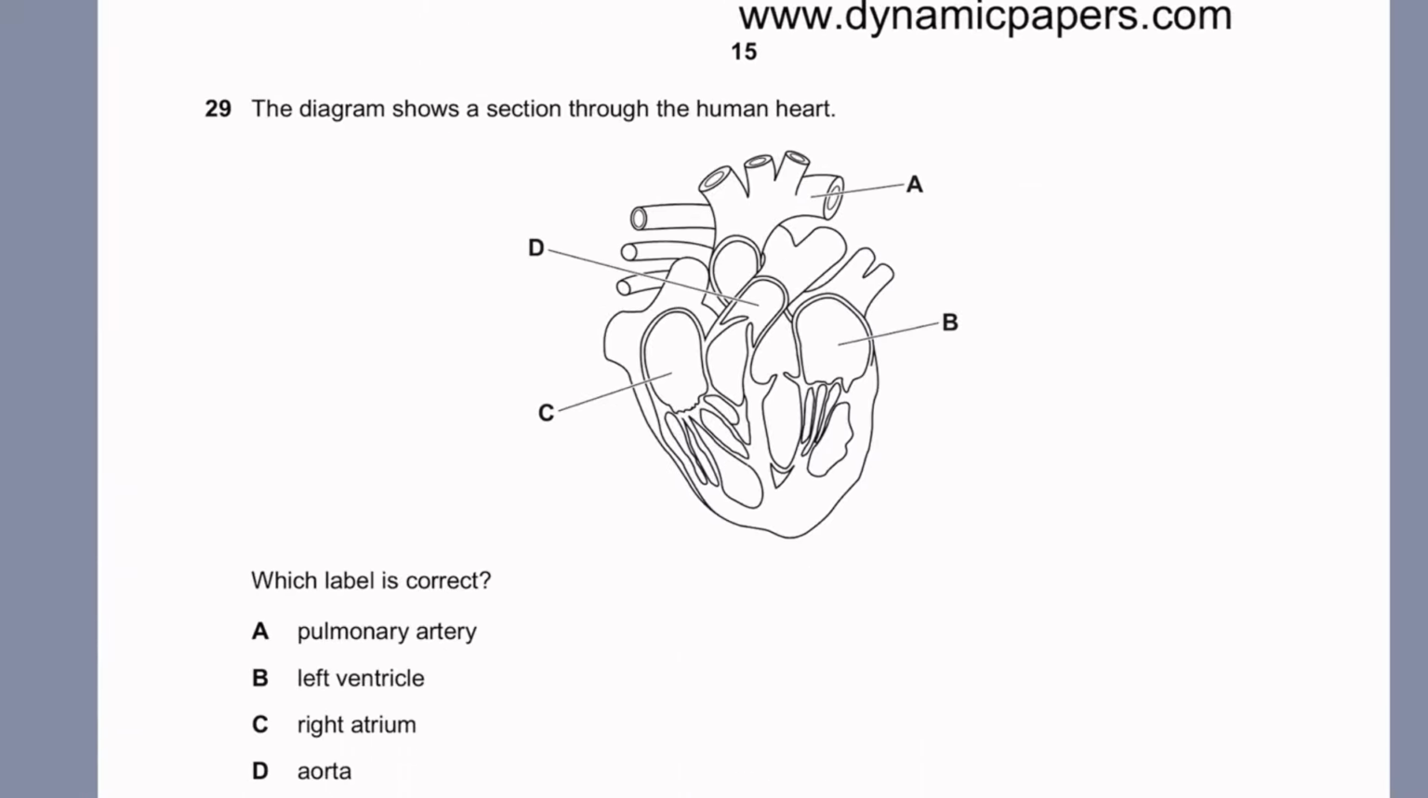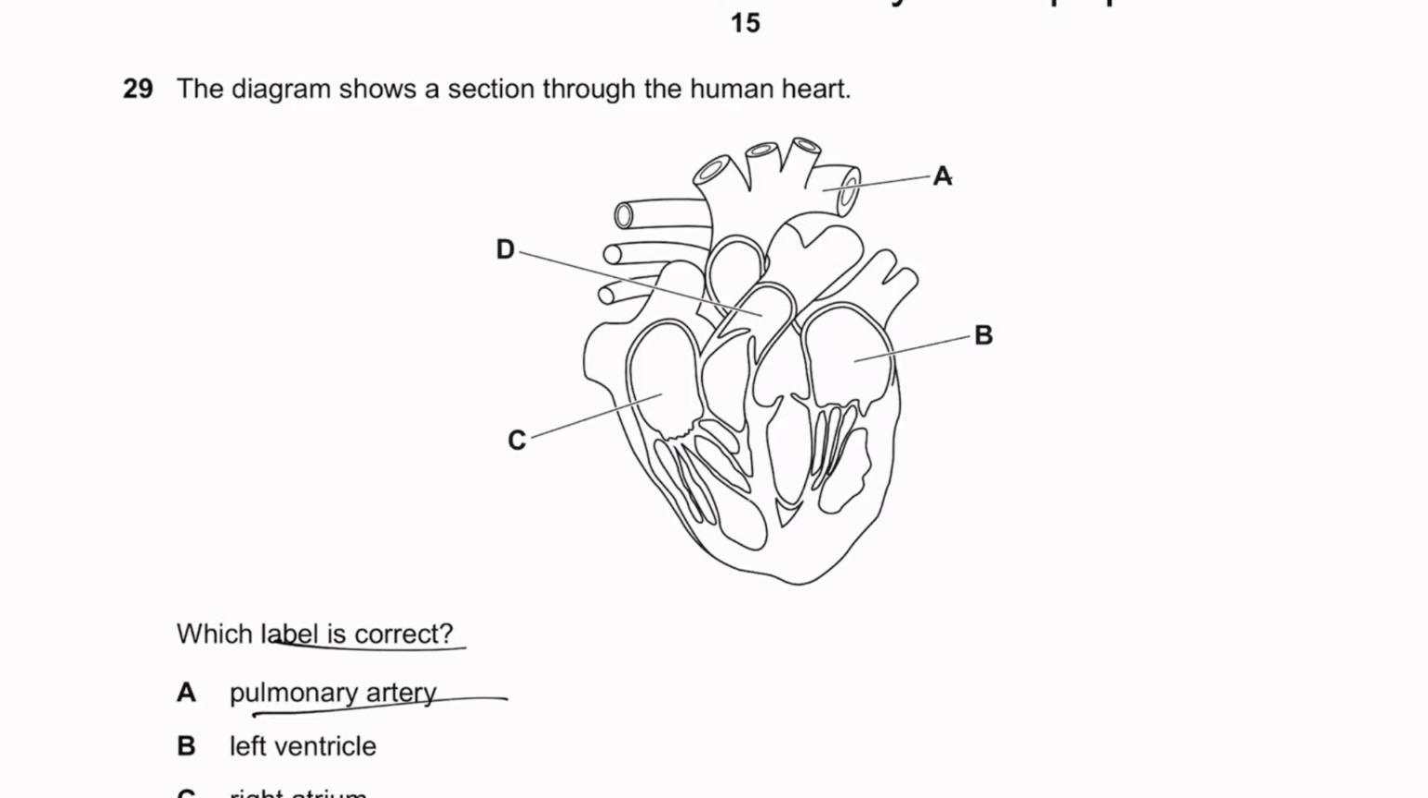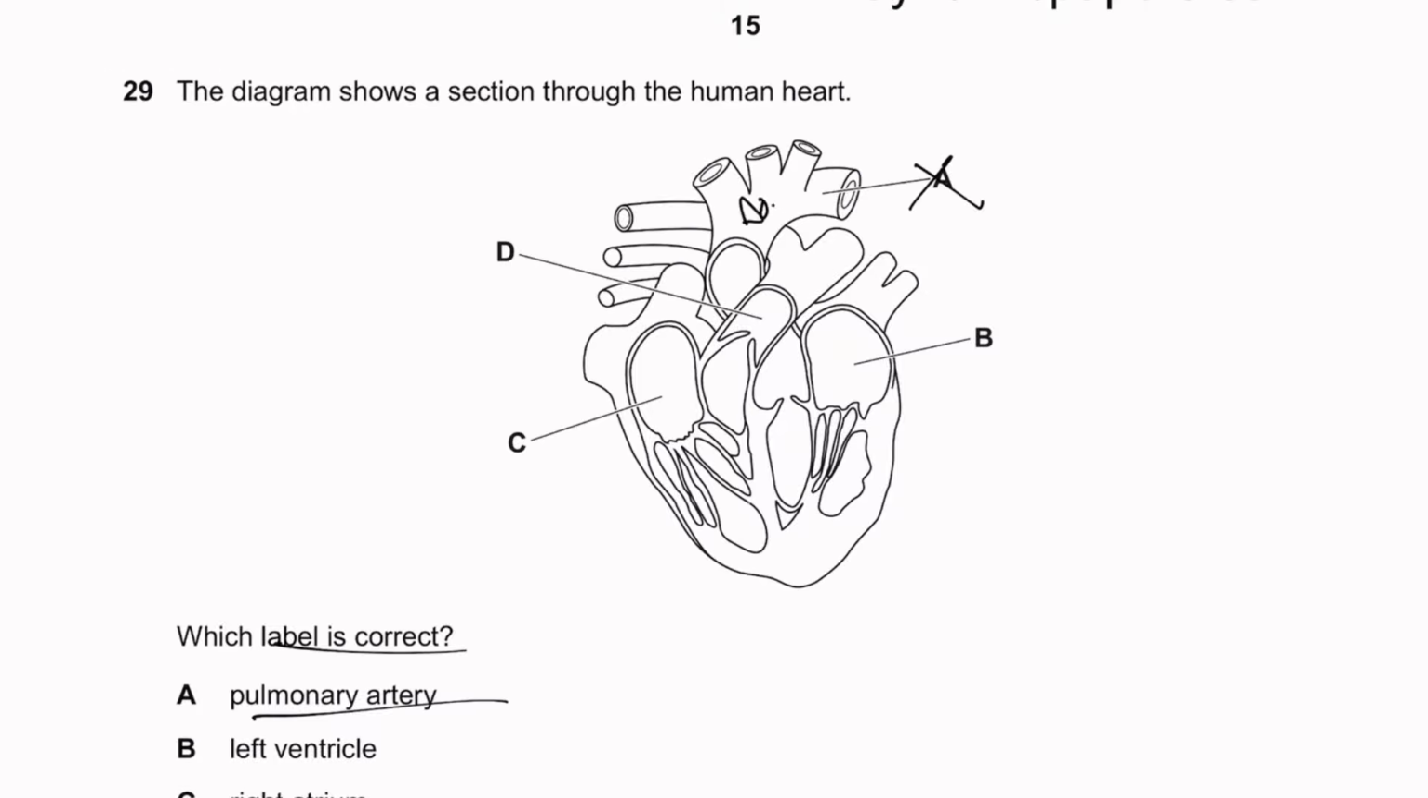Okay, the diagram shows a section through the human heart. Which label is correct? Okay, labeling. Let's see if you can label. Pulmonary artery. This is definitely not the pulmonary artery. This is the aorta. Okay, let's see.